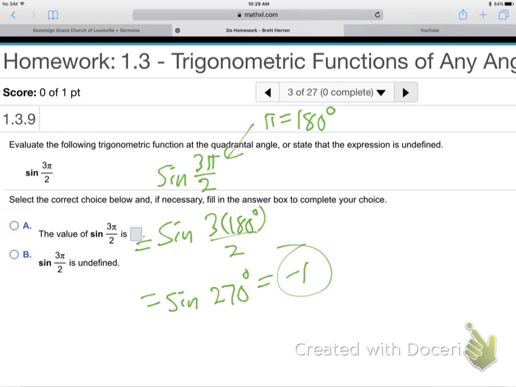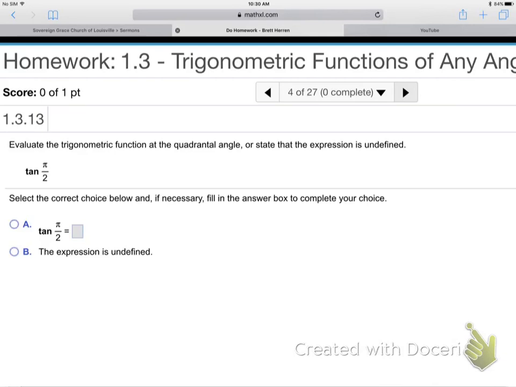That good? Just put in 180. That's converted to degrees, and hit the buttons on the calculator. Or you could have done it from radians in the beginning. All right, try that one. Tangent of pi over 2. Tell me what your calculator says.